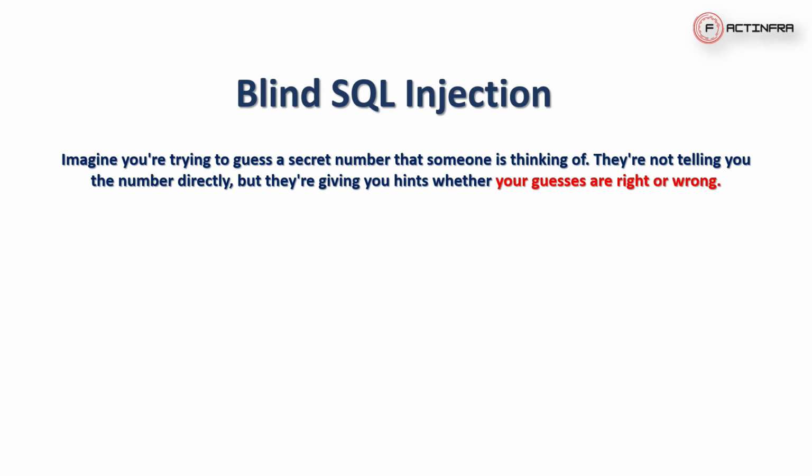Let's suppose, imagine you are trying to guess a secret number that someone is thinking of. They are not telling you the number directly, but they are giving you hints on whether your guesses are right or wrong. Means if the web application is not showing the result directly, but there are some guesses we can try. So let's see the scenario.